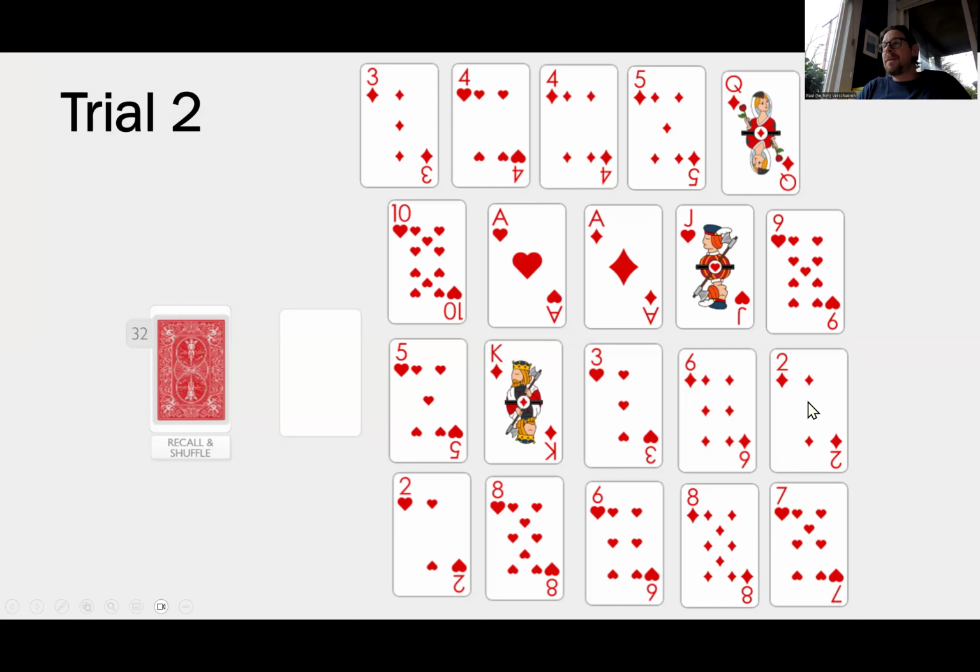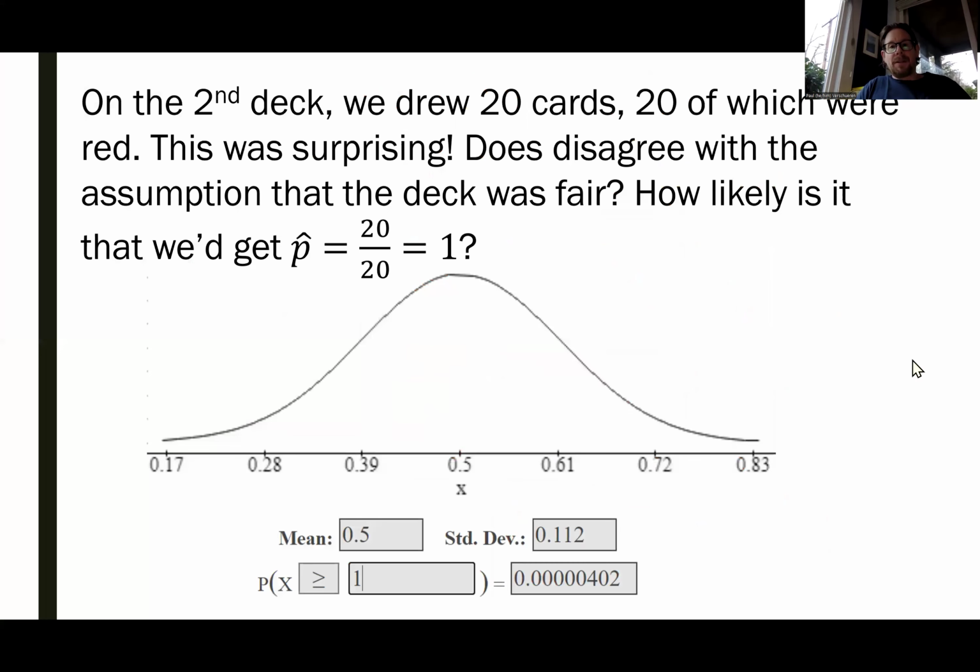So let's try again. Imagine I dealt another deal of 20 cards, and it was all red. Every card in here is red. That looks a little more suspicious. So what we need to do is analyze the probability of this happening. If we drew 20 out of 20 cards, I would be surprised. And does that disagree with our assumption that the deck was fair? How likely is it that we'd see 20 out of 20 cards, or a probability of 1?